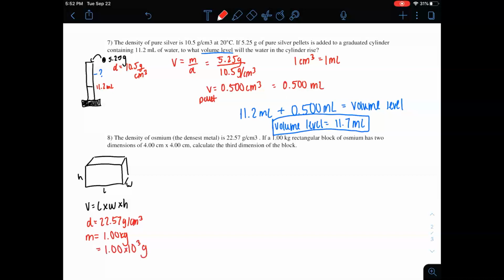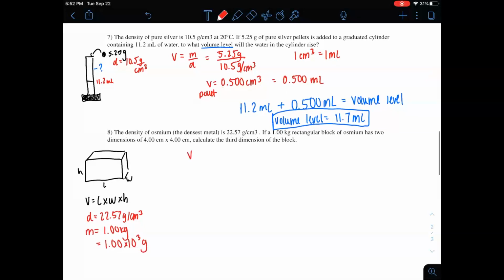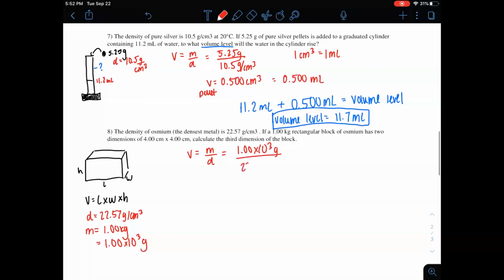Now that I have that, I'm going to calculate the volume of this box. That's going to be my mass over my density. I'm going to plug in my 1.00 times 10 to the third grams over my density of 22.57 grams per centimeter cubed. My new volume here is going to be 44.3 centimeters cubed, again keeping my sig figs consistent.